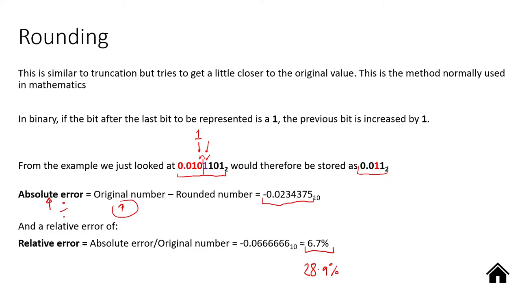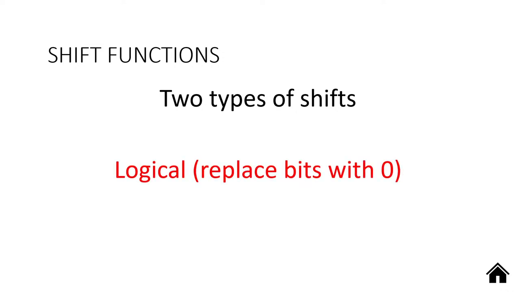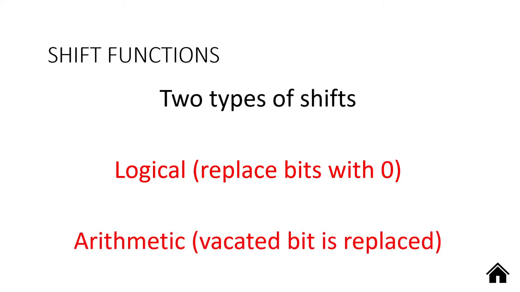Shift functions, this again is something different in binary. There are 2 types of shifting. You've got arithmetic and logical shifts. Logical shifts, remember this, they replace bits with 0. With arithmetic shifts, once they're vacated, the vacated bit is replaced. That means nothing to you at this point, absolutely nothing at all. But it will in a second. So logical, doesn't matter what you're moving in or out, it replaces the bit with 0. Arithmetic, the vacated bit is replaced with what was there before.